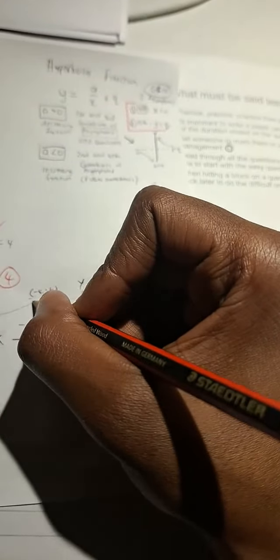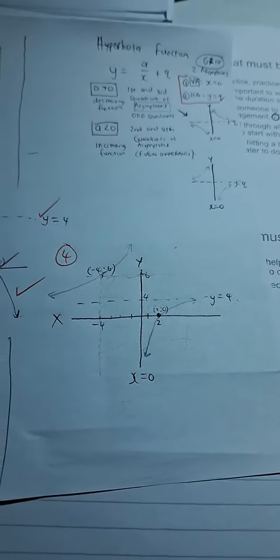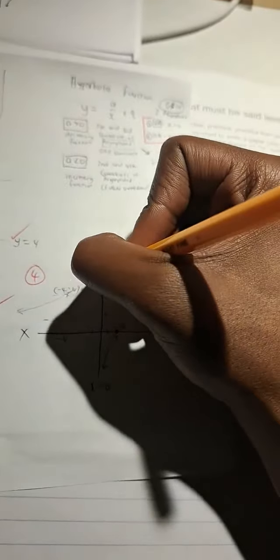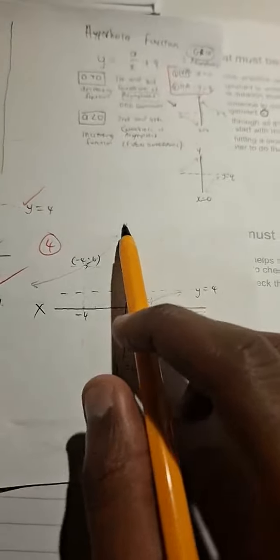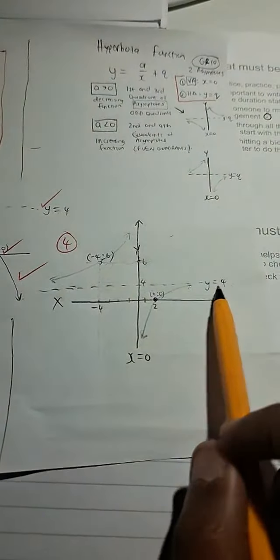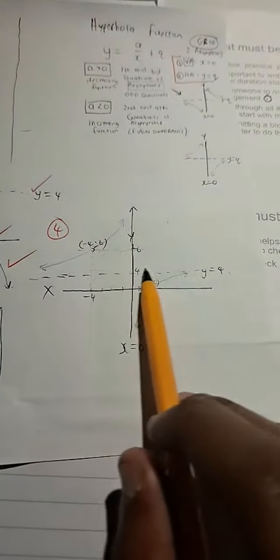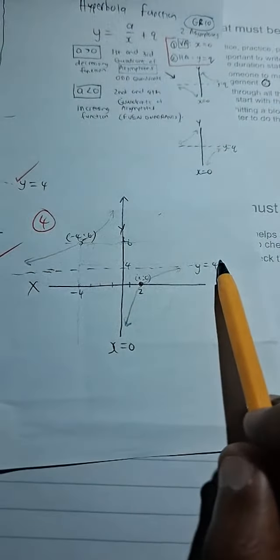Okay, and then here, I make sure, guys, that we don't touch this y-axis because it's an asymptote. Okay, all right, and then we don't touch this horizontal asymptote as well, which is y is equal to 4. So I label the vertical asymptote x is equal to 0. Then I label the horizontal asymptote y is equal to 4.